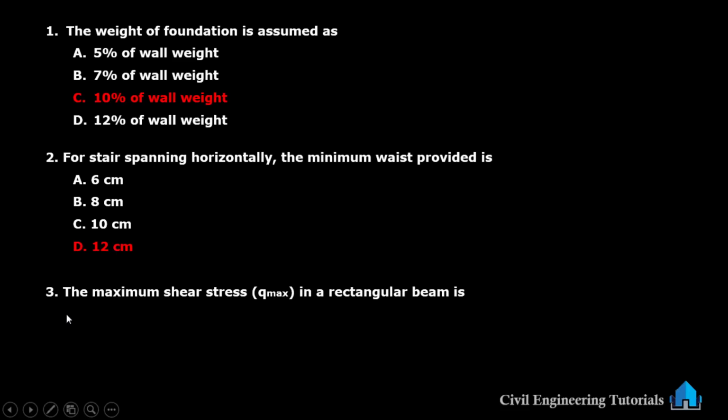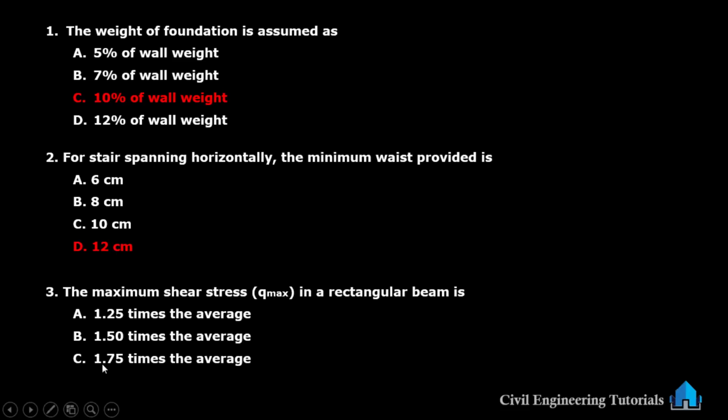Now the maximum shear stress q max in a rectangular beam is option A 1.25 times the average, option B 1.50 times the average, option C 1.75 times the average, and option D 2.0 times the average. So the answer is B, option B 1.50 times the average.